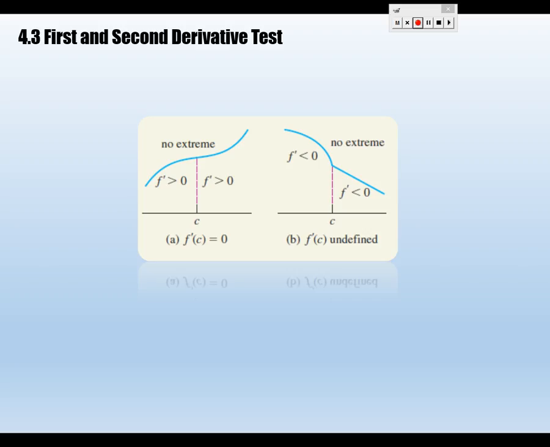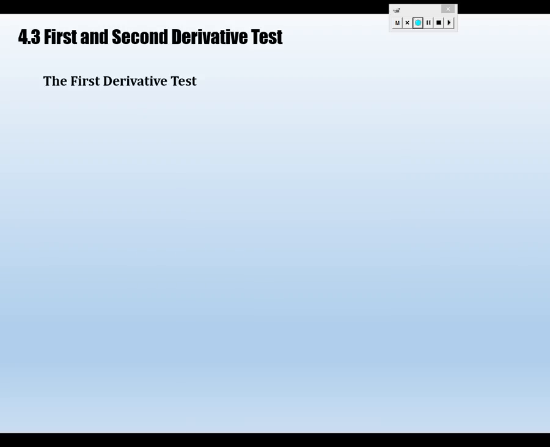And then the third picture is here. I don't know that you need it, but obviously it's possible that the derivative is 0 where there's no extreme, or it could be that the derivative is undefined and there's no extreme value. So, pictures, again, pictures kind of are the whole way in on this.